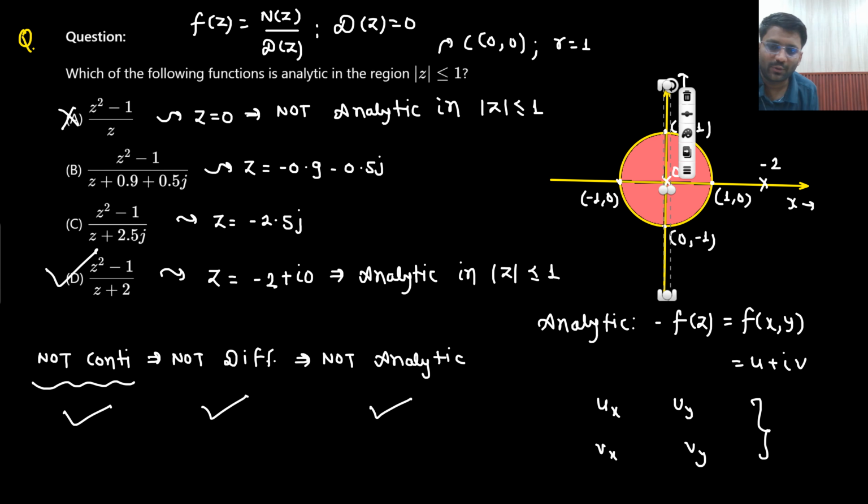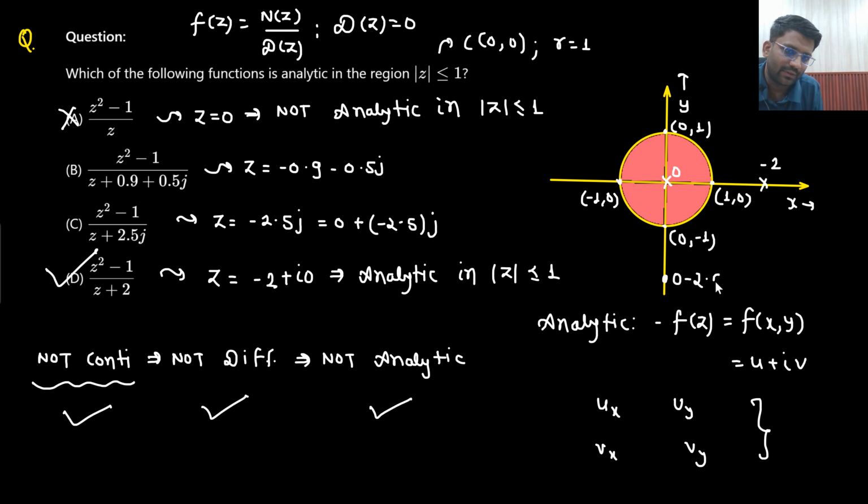Sir, the meaning of minus 2.5j is nothing but 0 plus minus 2.5j. So x equals 0 and y equals minus 2.5. This will be the point, right? This will be your 0 minus 2.5j. Is it lying outside? Absolutely, sir. It is lying outside, no?